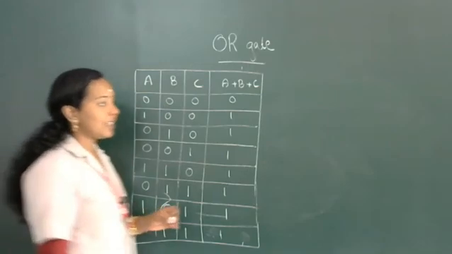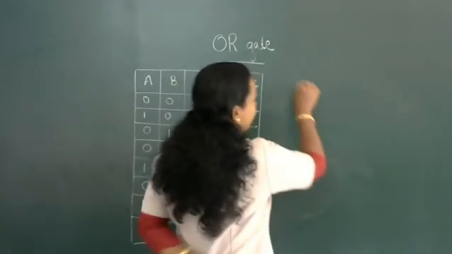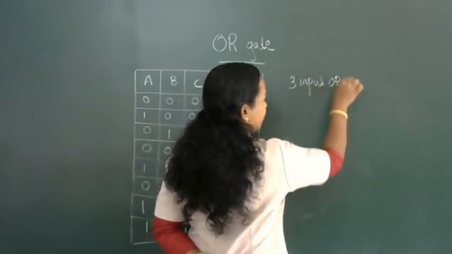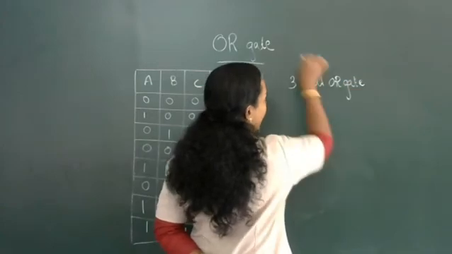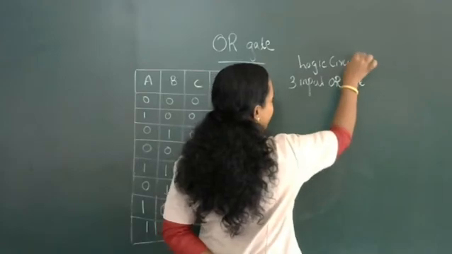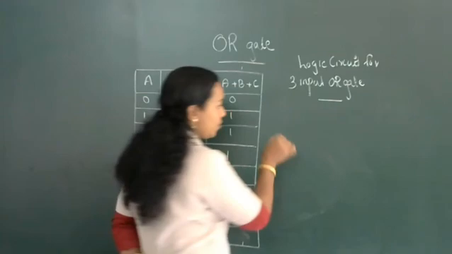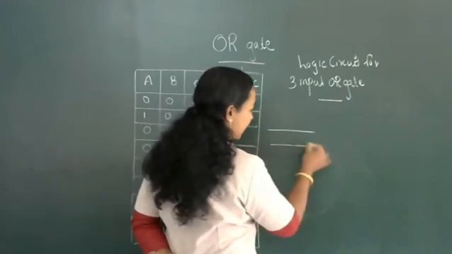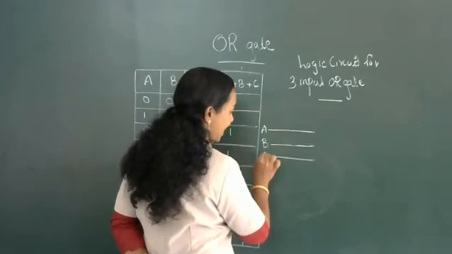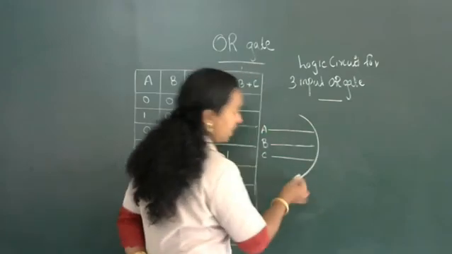Okay. Then next I am going to draw the logic circuit for 3 input OR gate. Logic circuit for 3 input OR gate. So 3 lines: first one A, second one B and third one is C. Then draw the logical circuit diagram.